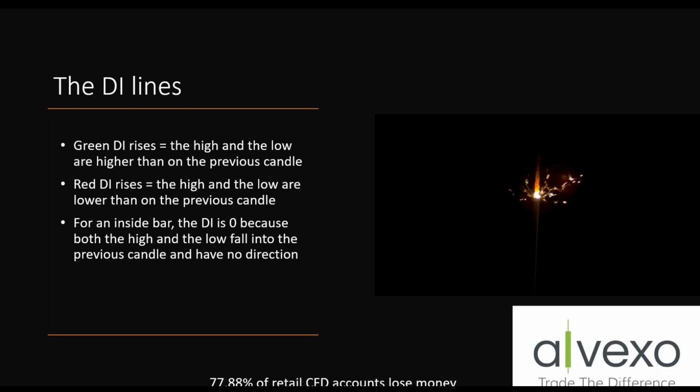For an inside bar, the DI is 0 because both the high and the low fall into the previous candle's body. So what you're analyzing when you have an inside bar means you have a significant high here and a significant low here, and the next candle was within that other bar. So therefore, your high was inside, your low was inside, so you would have a 0 value.